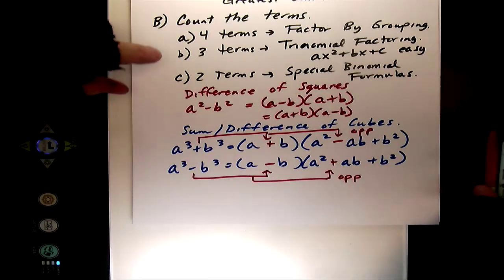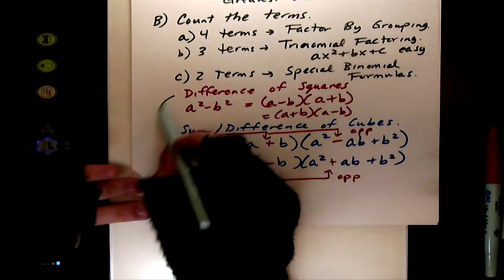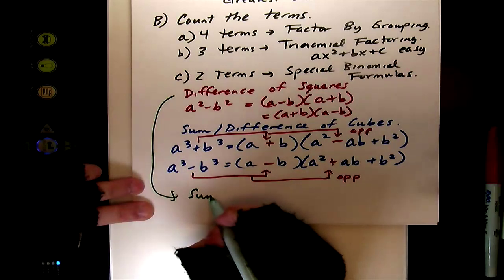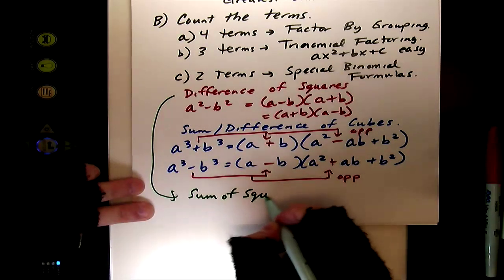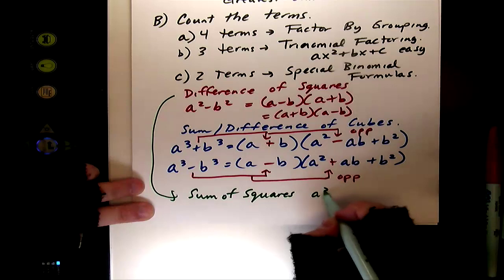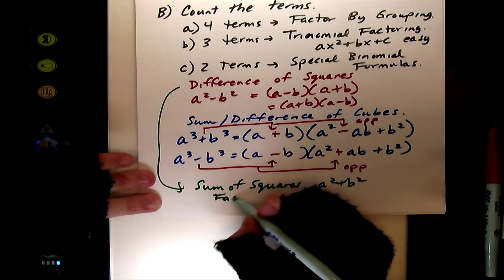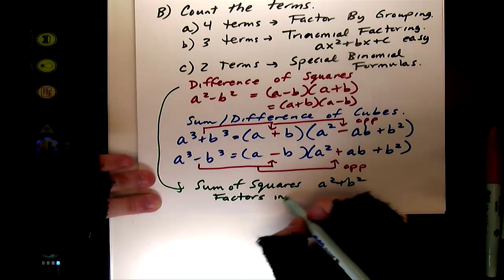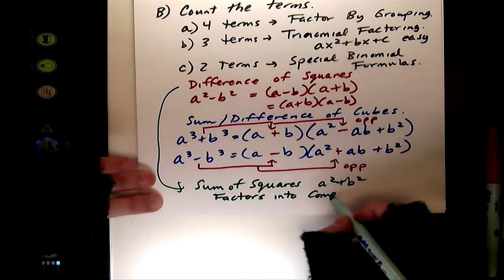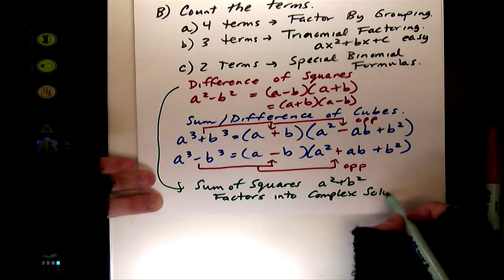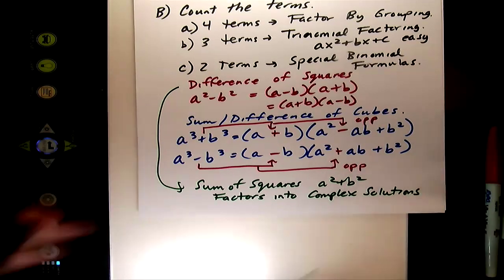The sum of squares, a squared plus b squared, factors into complex solutions. And we're not ready to cover that, so that's later. We haven't covered complex numbers yet.